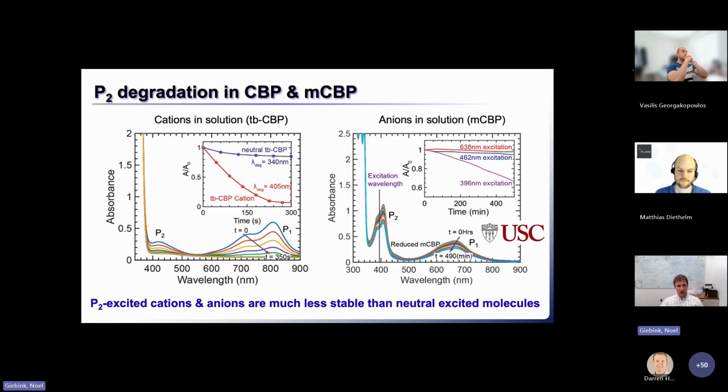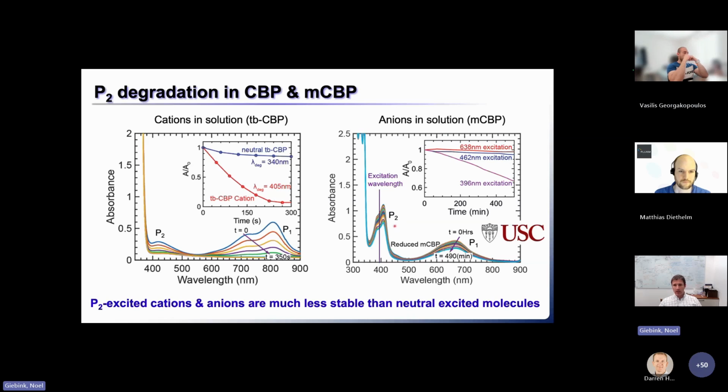And so if we track the loss of the cation over time and we compare that with the loss of, say, a neutral molecule, a neutral solution excited much more deeply in the UV, so this would be related to just photodegradation of neutral CBP, you can see that the P2 excited cation degrades much, much more quickly.